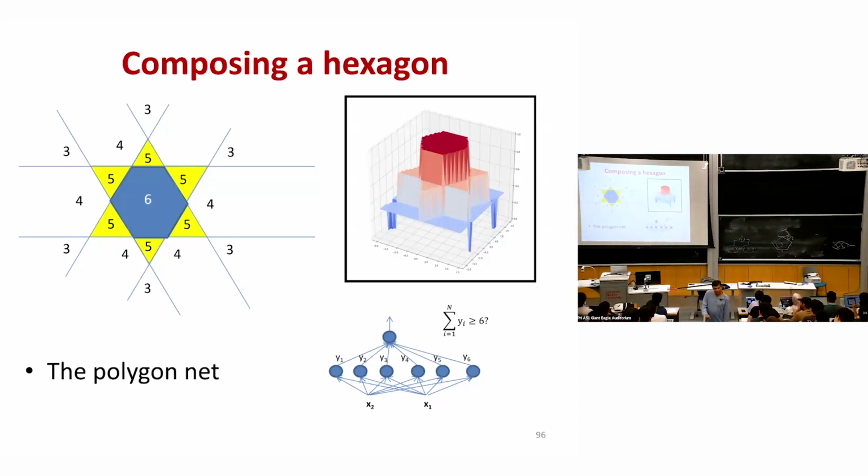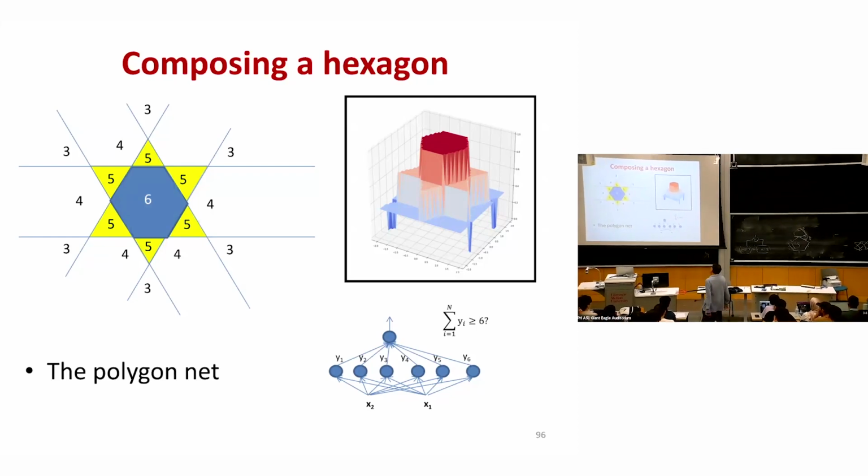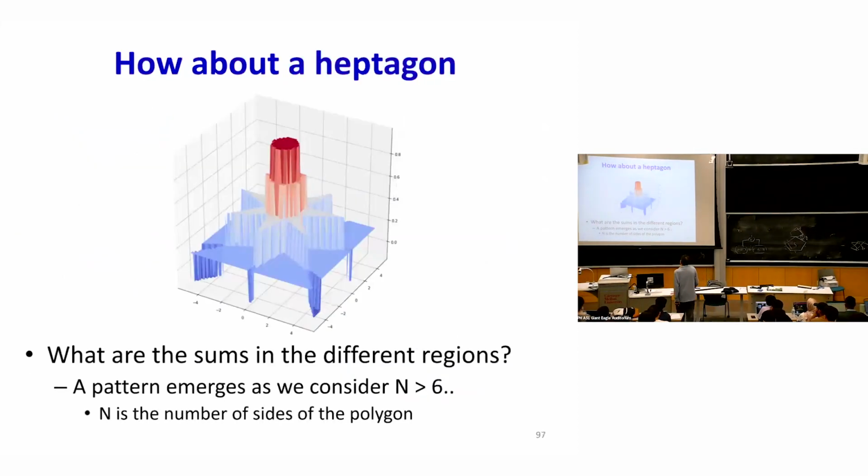Anybody? You're going to get something that approaches a cylinder, right? This is a heptagon. And inside the heptagon, the sum is 7. The region where the sum is 6 is much smaller. The region where the sum is 5 is larger, 4 is larger. It never goes below 3.